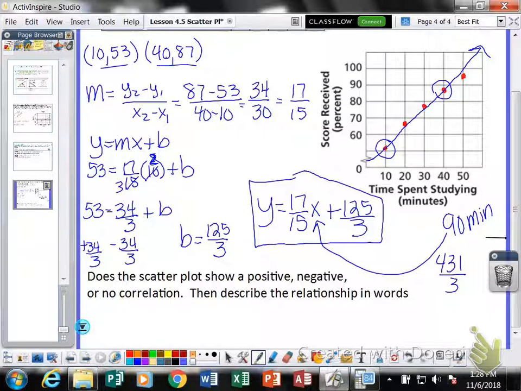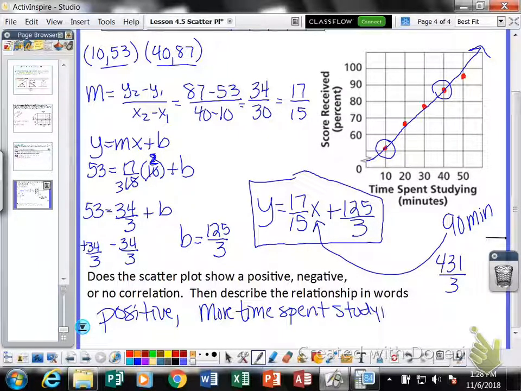So does the scatter plot show a positive correlation? It does show a positive correlation. Describe the relationship in words. So more time spent studying will give a higher score. And that's what they mean by in words.